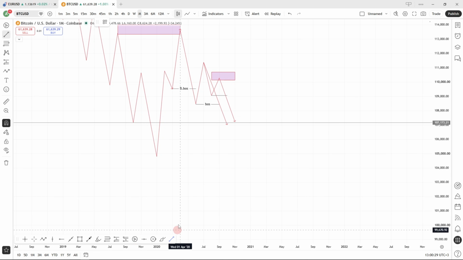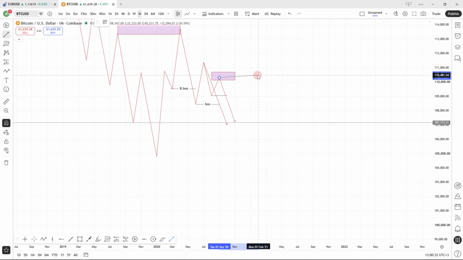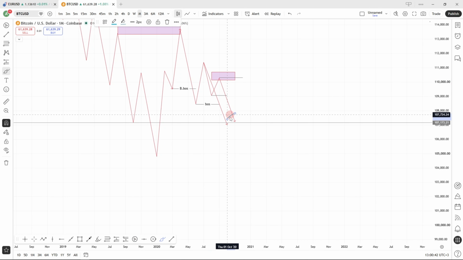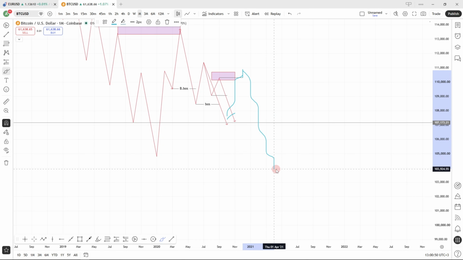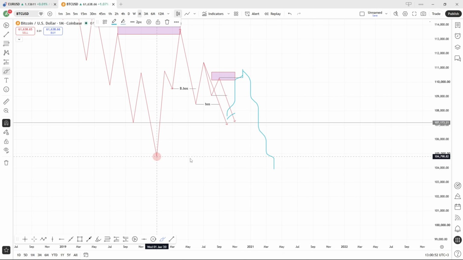So once it mitigates, this point right here becomes your liquidity zone. So you're going to anticipate that price is going to retrace, take out that liquidity before it makes this actual move to the downside, taking out these immediate lows. So this is the model.